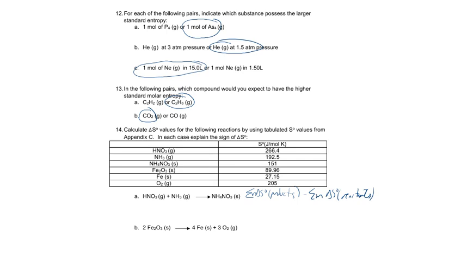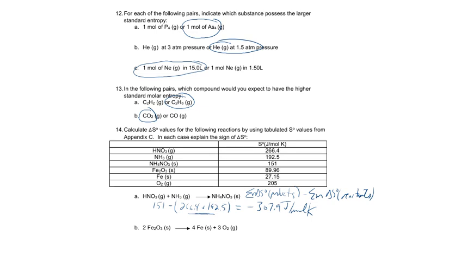So for this one, the reactant, we only have one, NH4NO3. It's the products minus 151. We have 1 HNO3, 266.4, plus the NH3, 192.5. And you do that math out, and you get negative 307.9 joules per mole Kelvin. Just be careful with the calculator there. I'd always do this first.